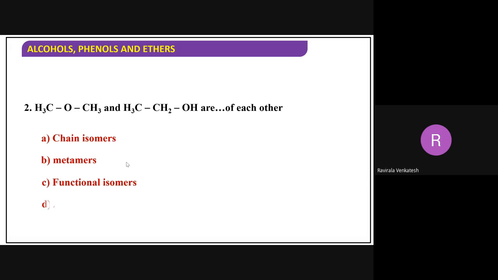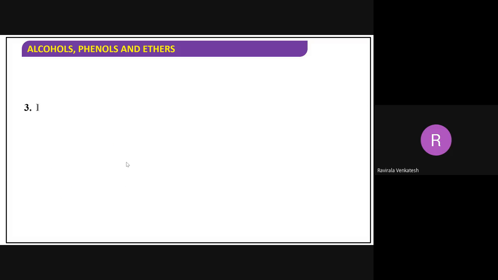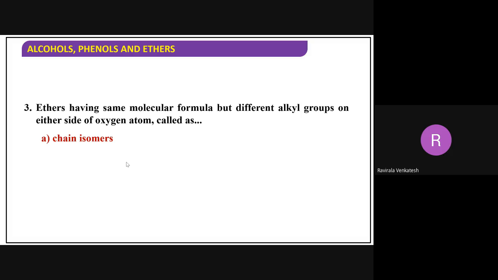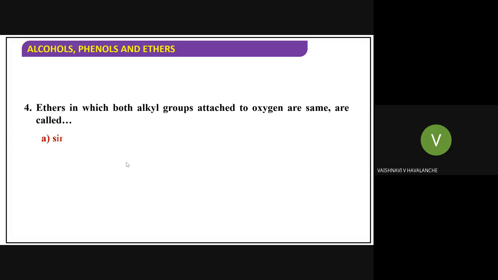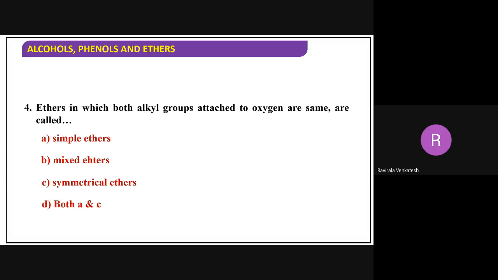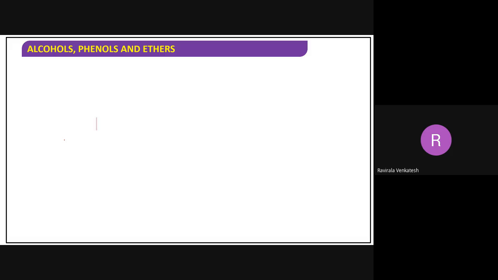Which type of isomers are these 2? Functional. Only one is saying, remaining one. Ethers having the same molecular formula but different alkyl groups on either side of oxygen. What is the name of this one? Metamers. What is the answer for this one? Simple ethers or symmetrical, both A and C. Symmetrical ethers also we can call this one.